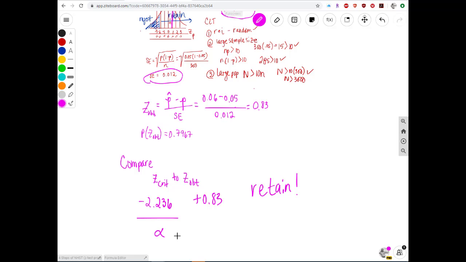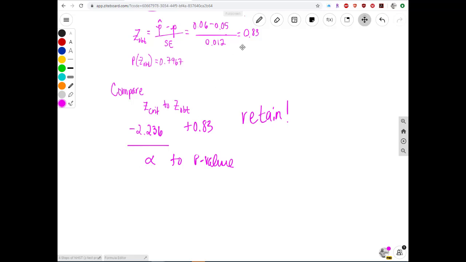We also said that our alpha gets compared to our p-value. Our alpha is 0.01, and we're going to compare it to 0.7967. We said that if our alpha is more than our p-value, we will reject. So in other words, our p-value has to be less than our alpha, and then we will reject. It's not, so we're going to retain. So our decision is retain the null.